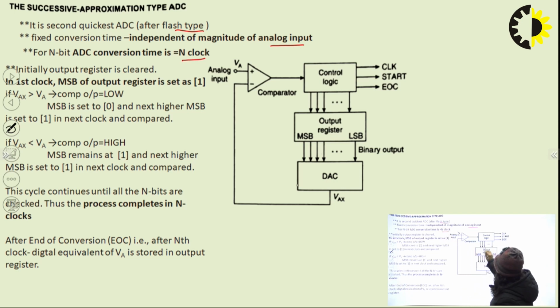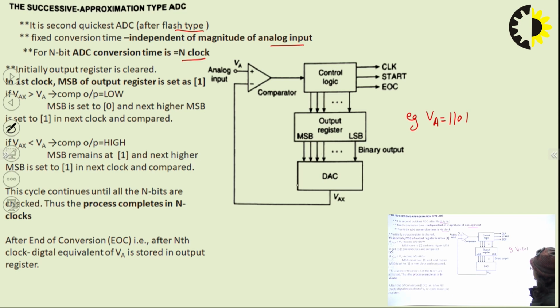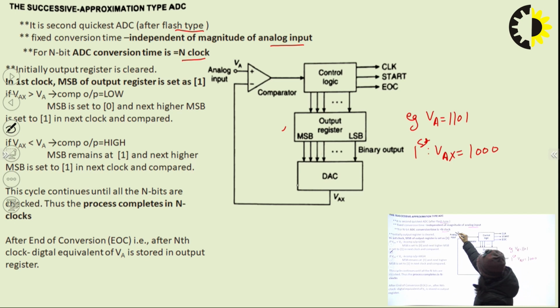It again requires a comparator, a control logic, an output register and a DAC. Control logic resets the complete circuit. During the first clock cycle, the MSB is set to 1 and the DAC generates an output proportional to this input. For example, if we consider an analog input VA of 1101, and in the first clock cycle the output VAX is 1000, when this output is compared with the analog input 1101, the comparator output is high.